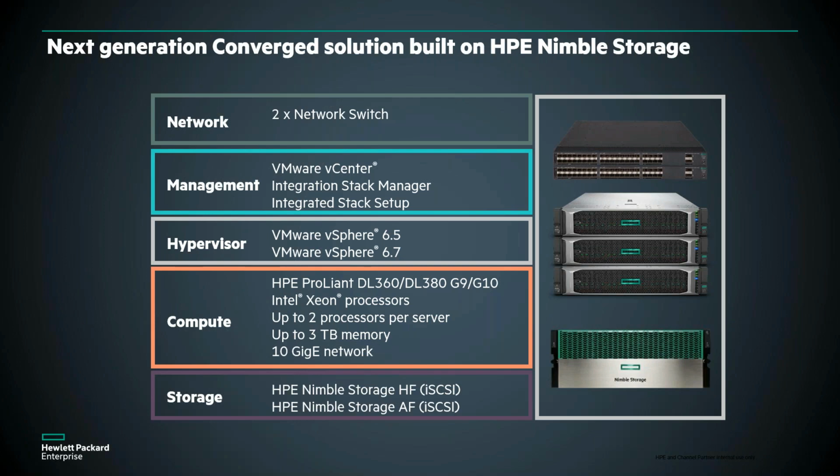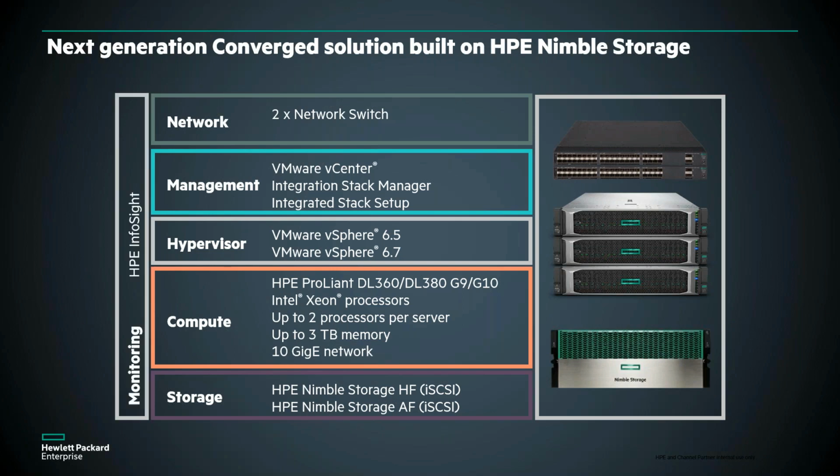Then last but not least, we've got the Nimble storage. So any Nimble storage array, whether it be an HF or an AF series array, can be added to the infrastructure stack. The one thing to identify is that around the array and the connectivity, it must be iSCSI. Now, when it comes to monitoring your stack, that's all done with HPE InfoSight, which I'll demonstrate in just a second.